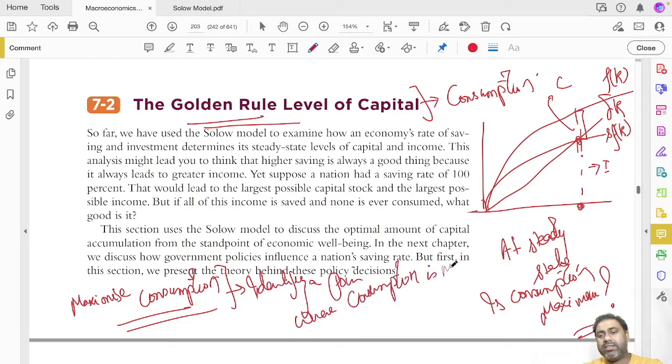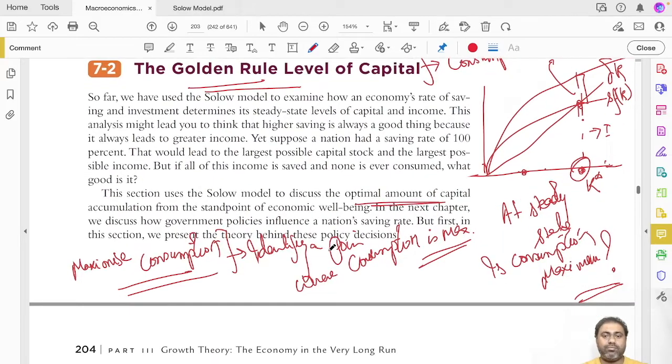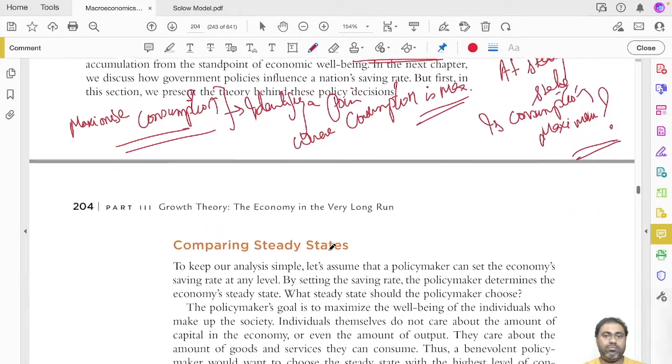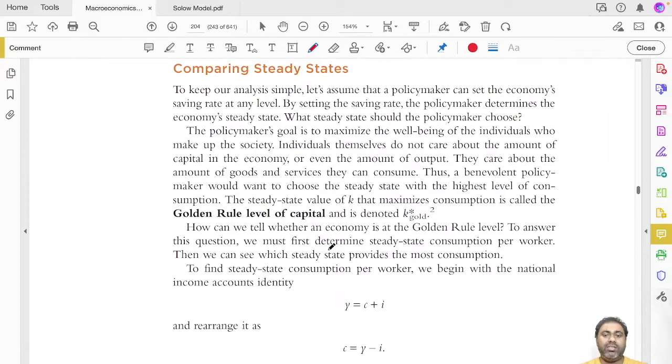Consumption is max, and from this point, or at this level of capital, what is the relationship between this k star and the golden level? We can see it might come over here, so we need to identify this optimal, and we call it the optimal amount of capital accumulation from the standpoint of economic well-being. Okay, comparing the steady state.